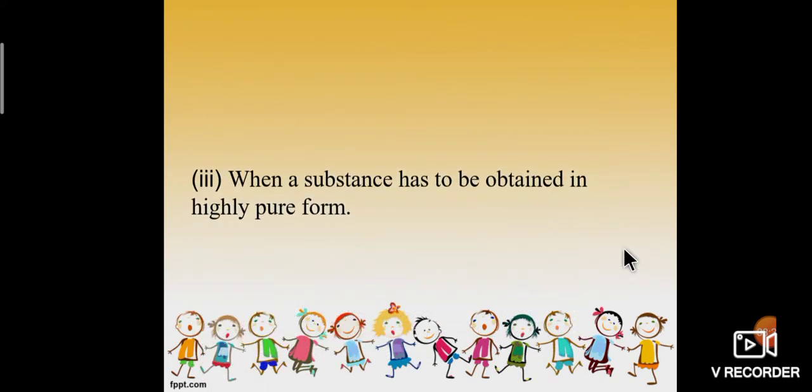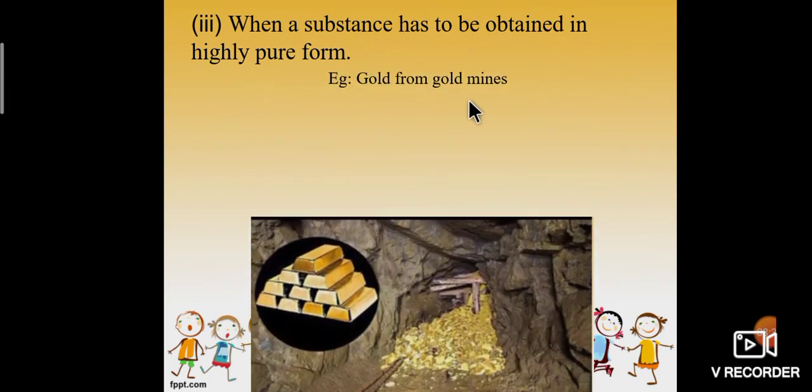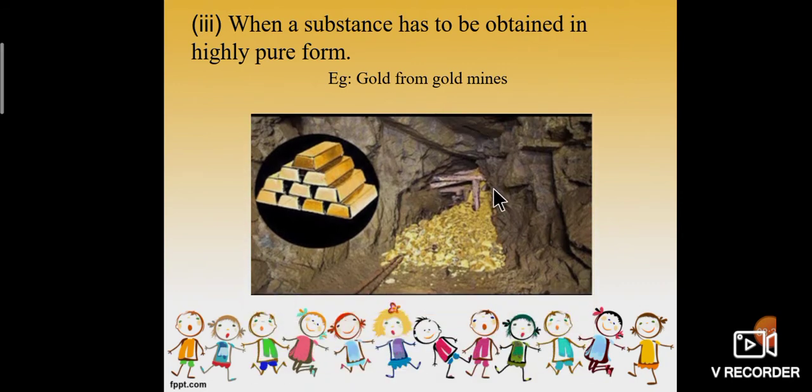Third point, when a substance has to be obtained in highly pure form. Example, gold from gold mines. After the addition of copper or cadmium, we can use gold as a jewel.